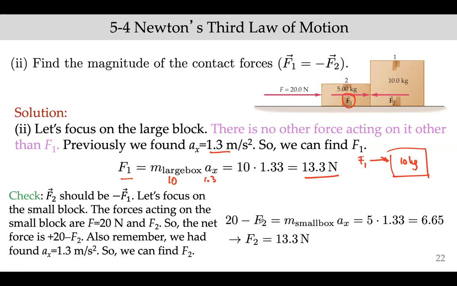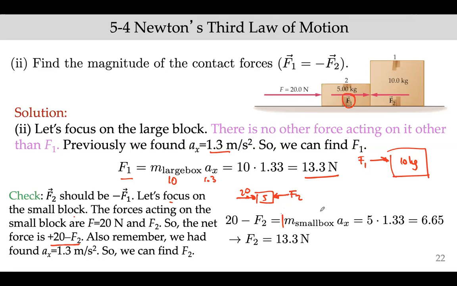Now, what about F2? F1 and F2 should be equal, right? Vectorially, they are equal in magnitude and in opposite directions. So let's focus on the small block now. The forces acting on the small block are 20 and F2. And if you remember, I did write 20 minus F2. So this is the small block, 5. There's 20 pushing to the right, and there is the reactionary force from the large block, which is F2.